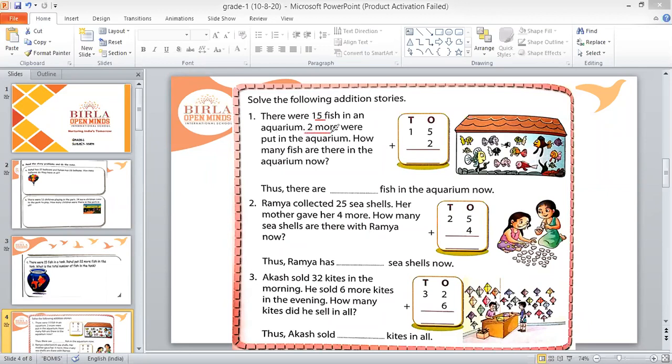2 more fish were put in the aquarium. How many fish are there in the aquarium now? Okay, so there was one aquarium, and in that aquarium there were 15 fish, and 2 more fish were added in that aquarium. Now they are asking you how many fish are there in that aquarium. So this means they have added something. This means we will do addition. So now we have to add this 15 and 2 together. 15 plus 2, we have to tell how much.